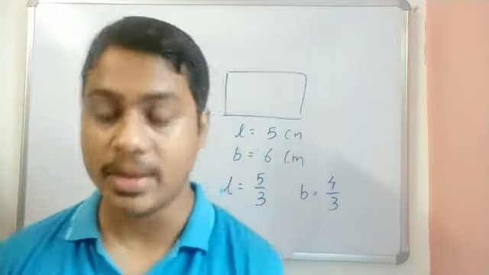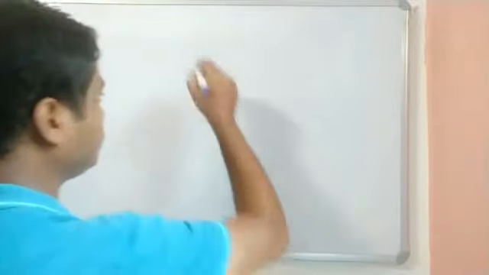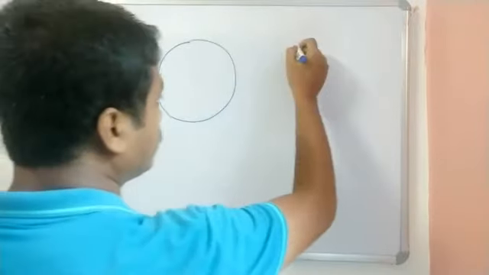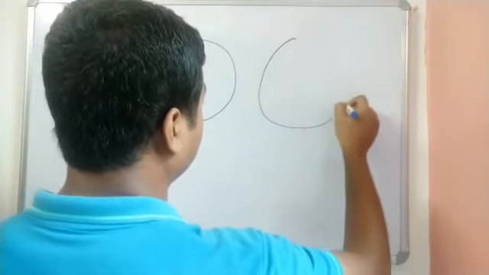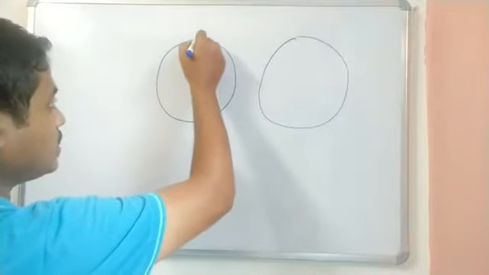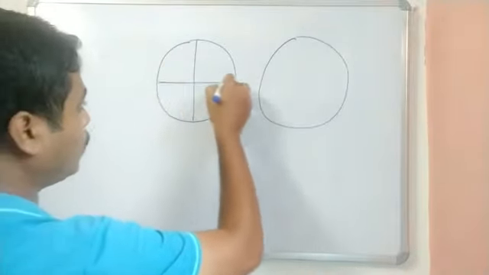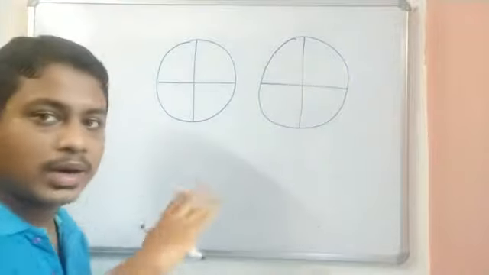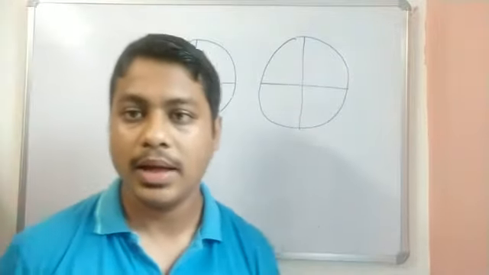If you see in your book, we have some examples, like suppose a circle. There is a circle. There is one more circle. Okay, two circles are given, and these circles are divided into 4 parts: 1, 2, 3, 4; 1, 2, 3, 4. Both have the same 4 parts.